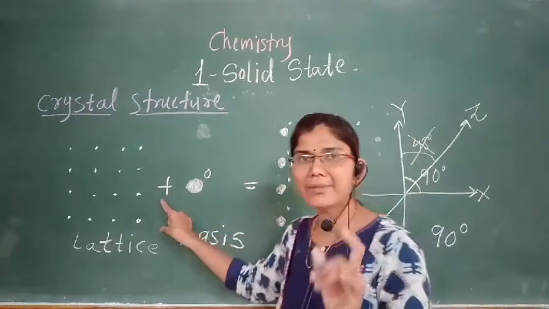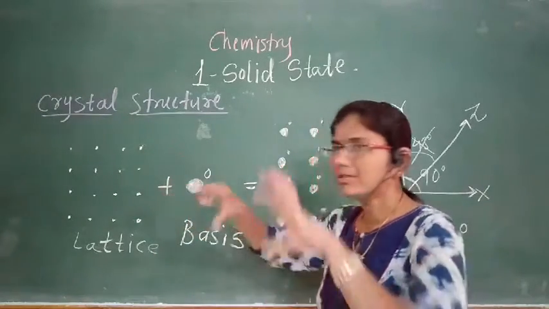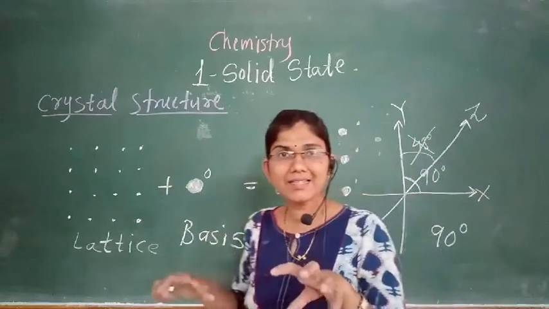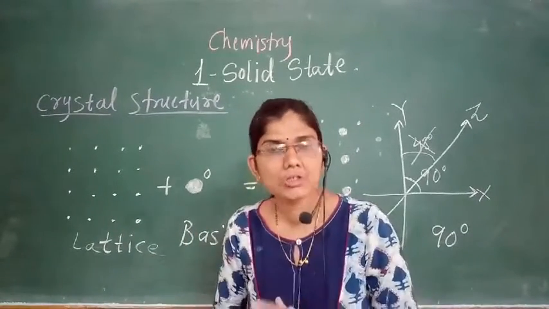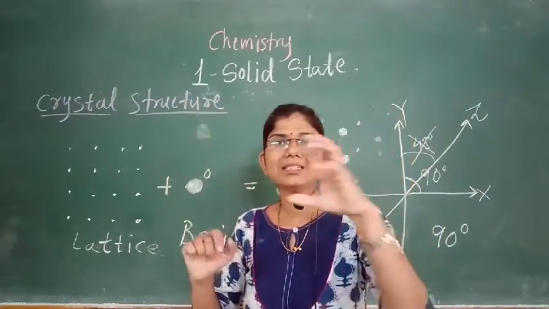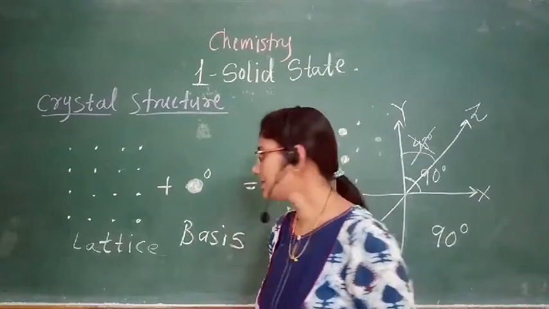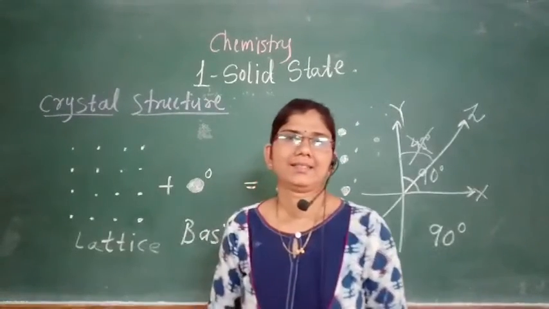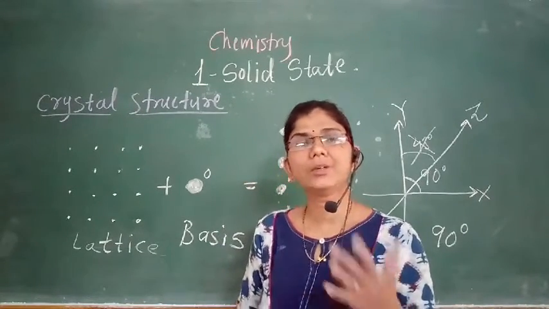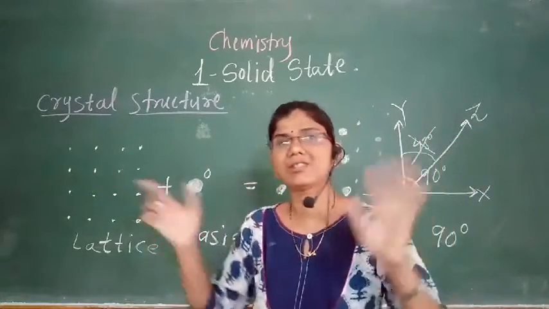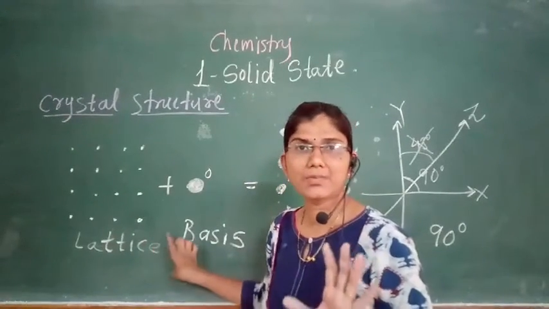Lattice is the three-dimensional arrangement of the particles. Particles in the sense either atoms or ions or molecules. So when the particles are present in a three-dimensional structure, it forms a lattice. A regular three-dimensional arrangement of particles in space is called a lattice point.